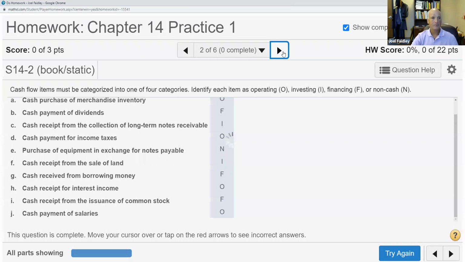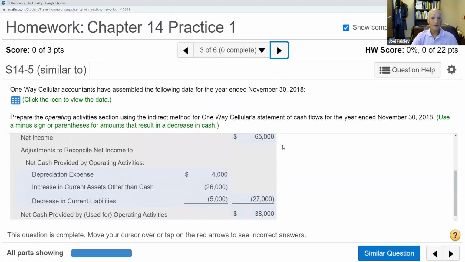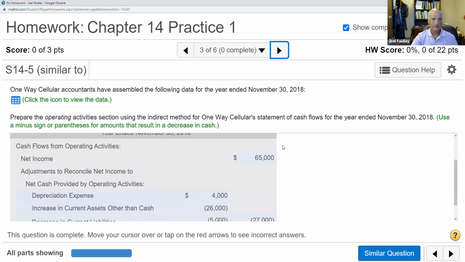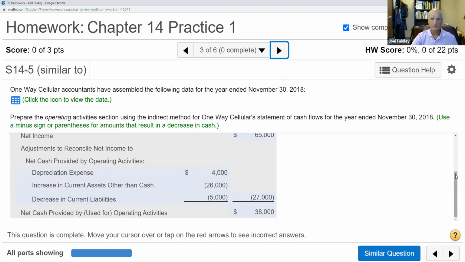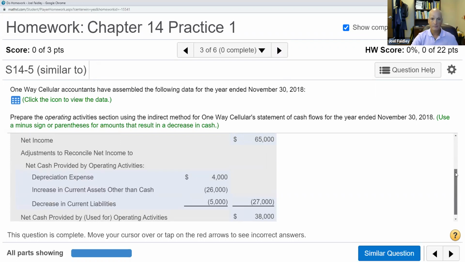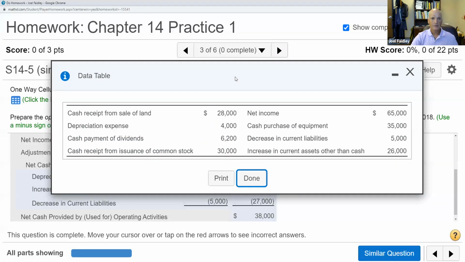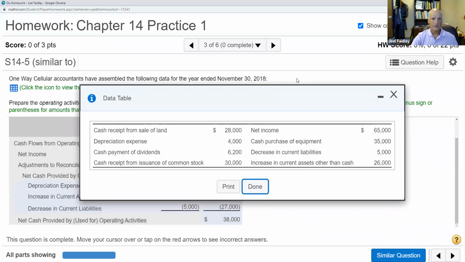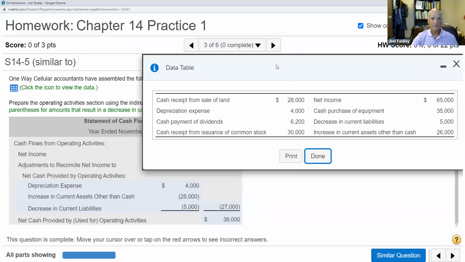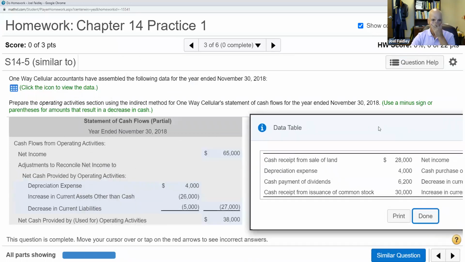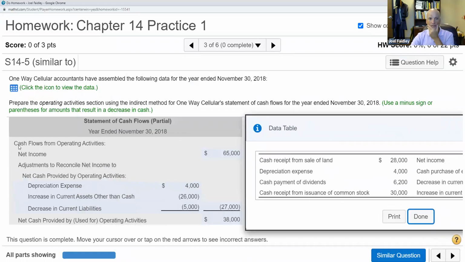All right, number 3. Here's our first exercise. I can get all that on one page. Looks like I can. What have we got here? I'll have to make it a little smaller so we can see it. There's the operating section only. There's the basic format. You start with your net income. We're trying to reconcile net income from accrual basis back to cash basis.